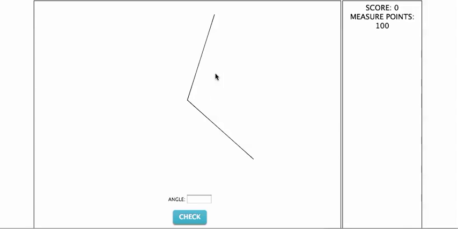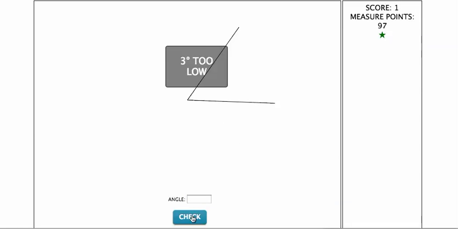So I look at this, and it's hard to get them exactly right, but knowing this is an obtuse angle, it's greater than 90 degrees, let's go with 110. So I was 3 degrees too low, so it's actually 113. But that's a good guess. And you see, I still have 97 measure points, and I got my green star. I think my record so far is getting 20 angles.